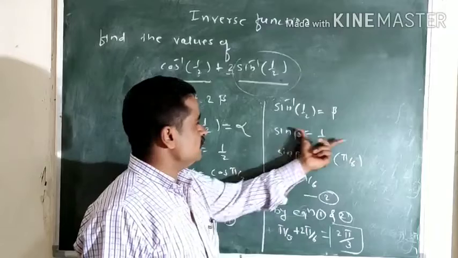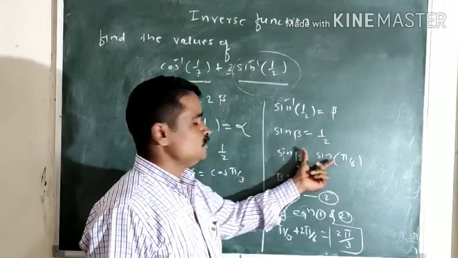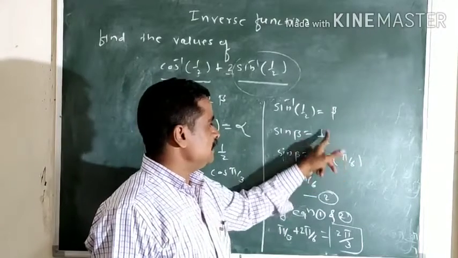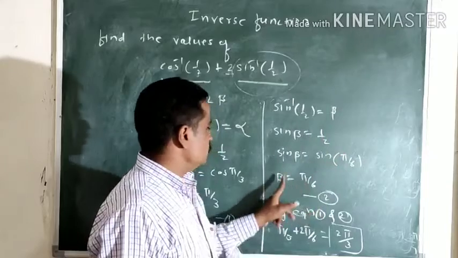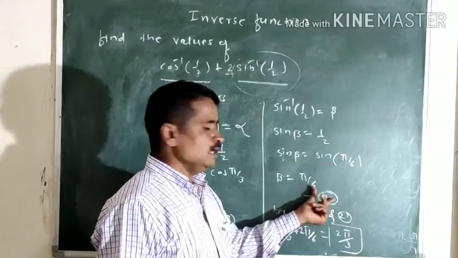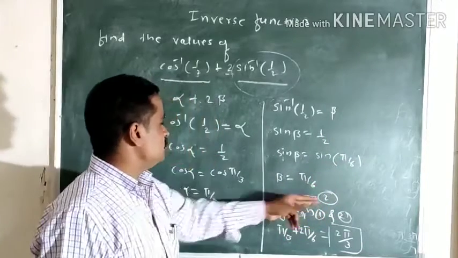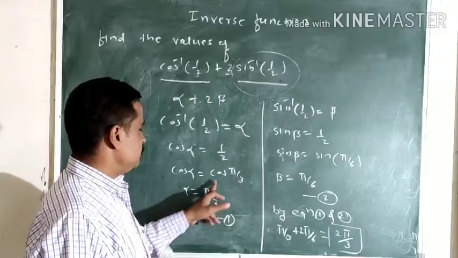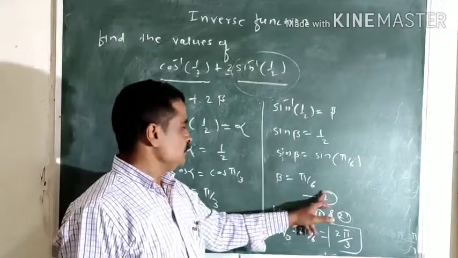So sin beta equals half, that means sin beta equals sin pi by 6. Pi by 6 has the value 1 by 2. So beta equals pi by 6. Call it number 2. By equations number 2 and 1, we observe alpha equals pi by 3 and beta equals pi by 6.